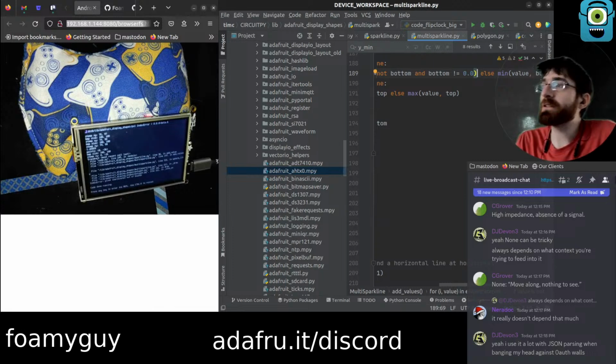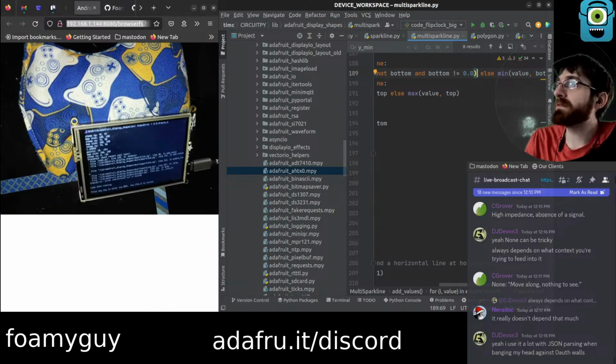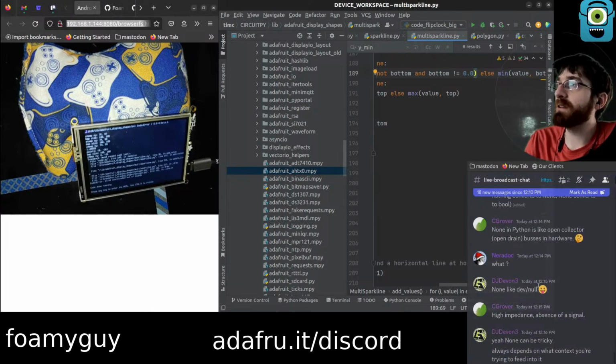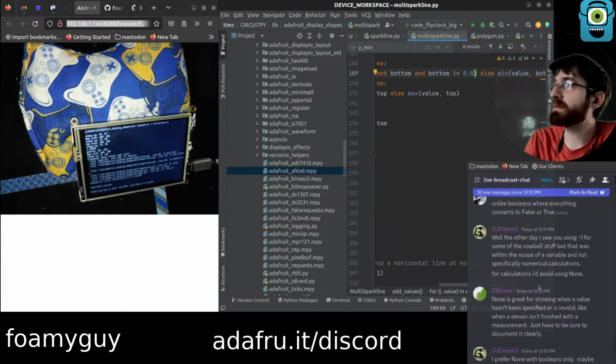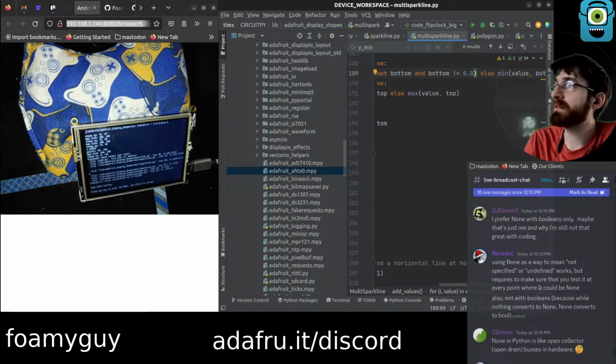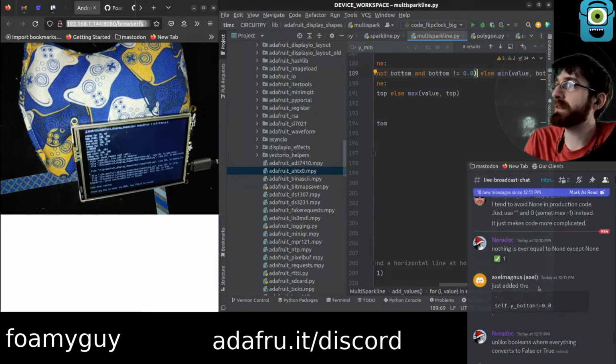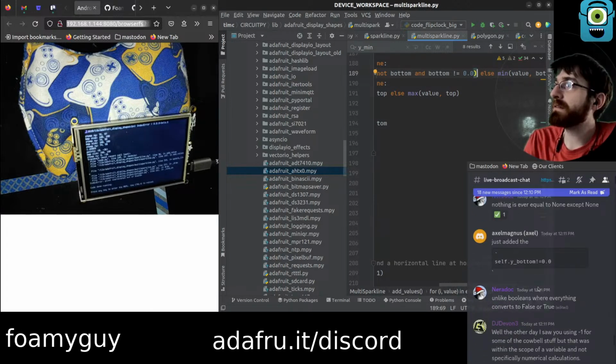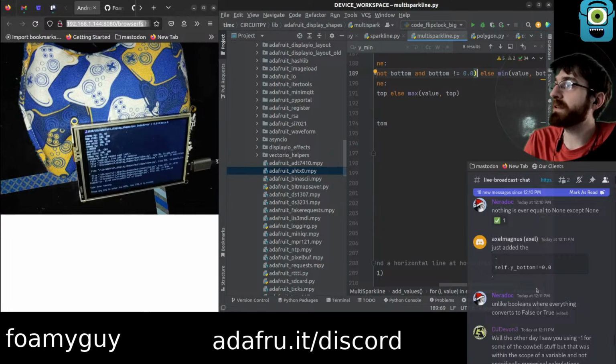Okay, let me catch up here. I need to look at the docs too and figure out if X min and Y min, if that range is supposed to be a constraint or a suggestion. Nothing is ever equal to none except none.